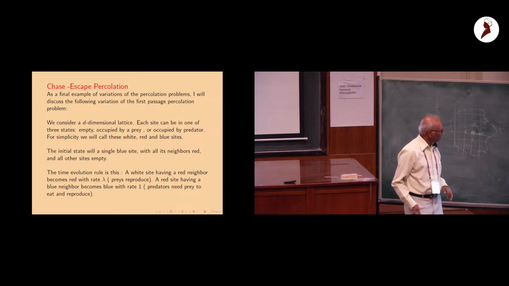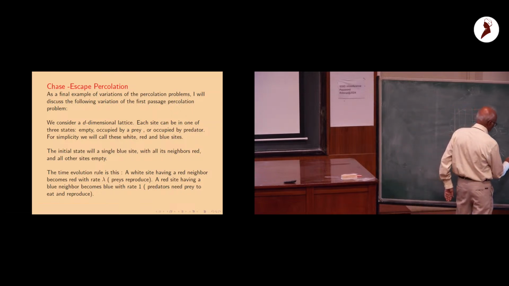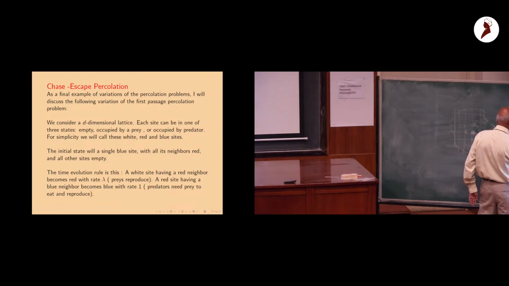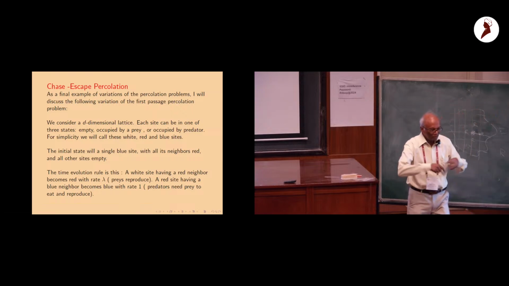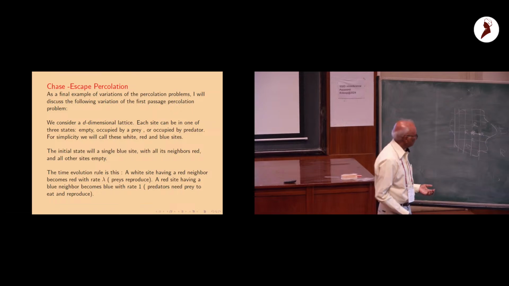Now the red sites reproduce: red next to a white, which is empty, changes it to red at rate lambda 1. Okay, they just reproduce to the neighbors with rate lambda 1.